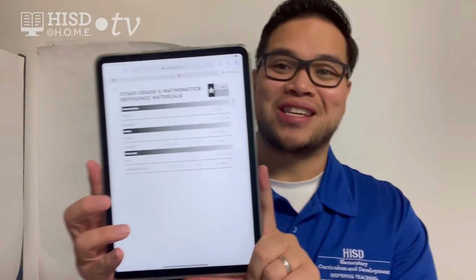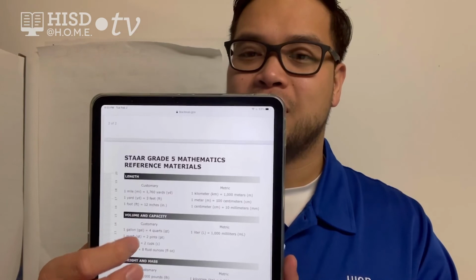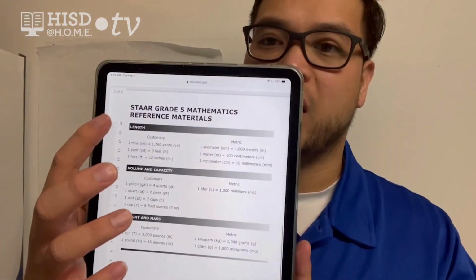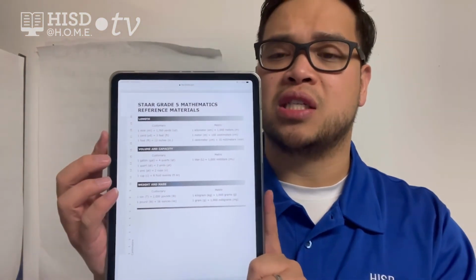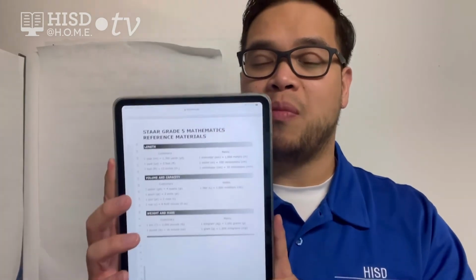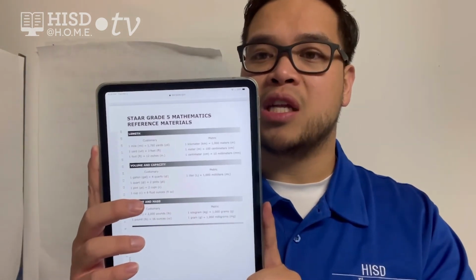Let's recap what we learned today. So we learned about conversions. And in this unit, we were able to convert different units to other units. And we were able to use, you guessed it, the star reference sheet to help us solve these conversions. And it breaks down the different categories: length, volume and capacity, weight and mass, and it tells you the different conversions within each section. So make sure that at home, if you don't have a paper copy, you can request one from your teacher, or you can just simply Google 5th grade STAR mathematics reference materials, and this will pop up for you to use. So make sure you have that handy when you're doing conversions.